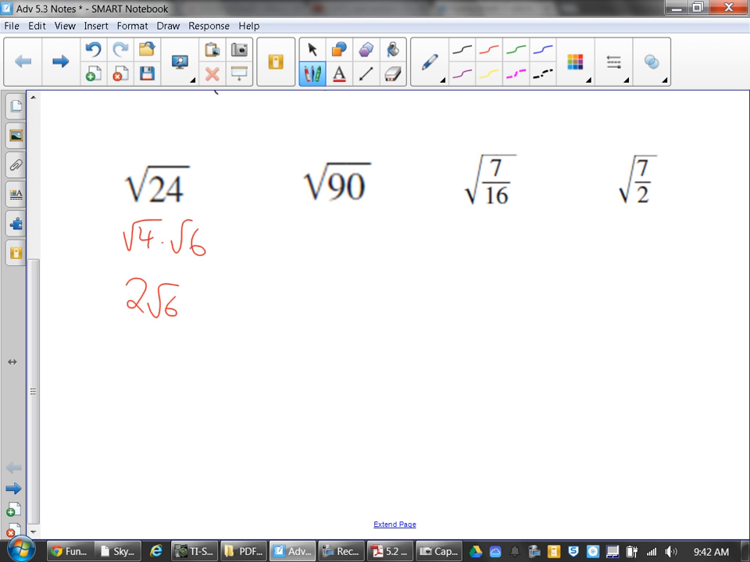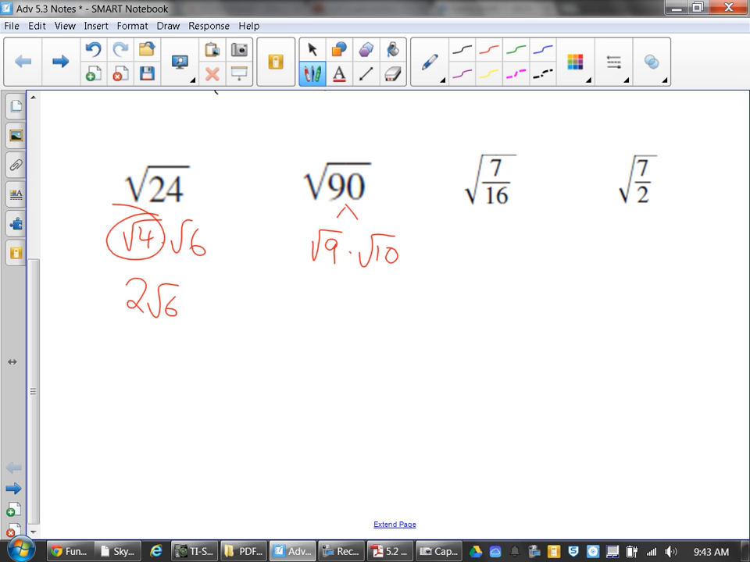How'd you get that? Because perfect square. What's the square root of 4? You're looking for the biggest perfect square. The biggest perfect square that goes into 24 is 4. What's 4 times 6? What's the square root of 4? What's the biggest perfect square that goes into 90? 9. So I can rewrite this as the square root of 9 times the square root of 10.